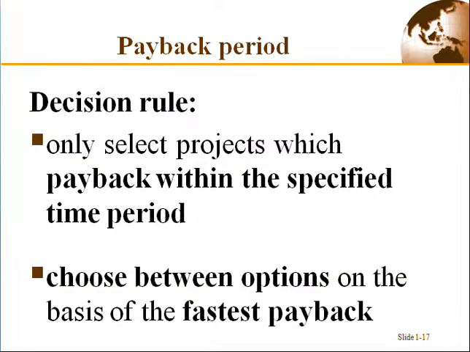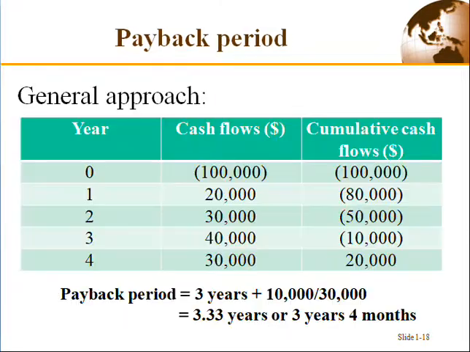The decision rule is also very simple: only select the project whose payback period falls within the specific time period. The investor has an expected time period. He's expecting this money to come in, so you only take the business that falls within that expectation. When choosing between two options, the one with the fastest payback period is preferred.